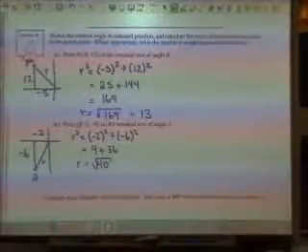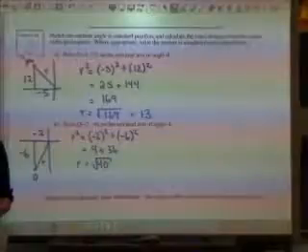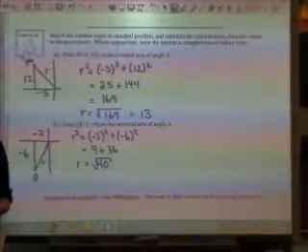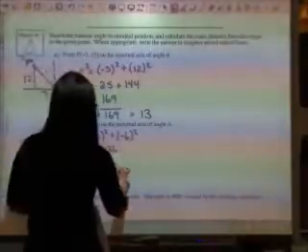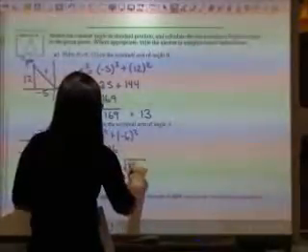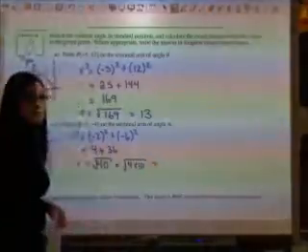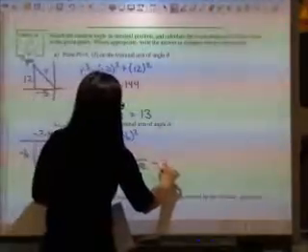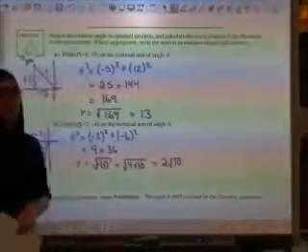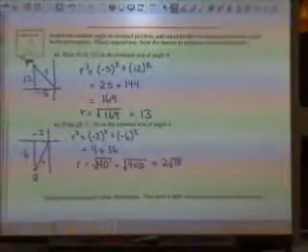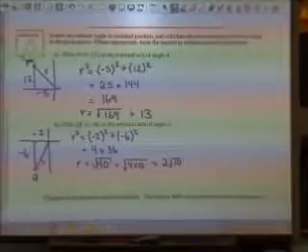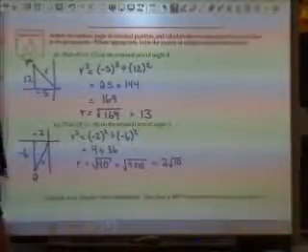Does 40 contain a perfect square? 4 times what? And what's the square root of 4? So the radius in mixed radical form would be 2 root 10. On the next page we go through our trig functions.